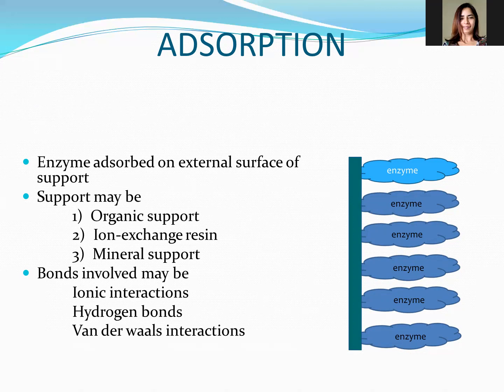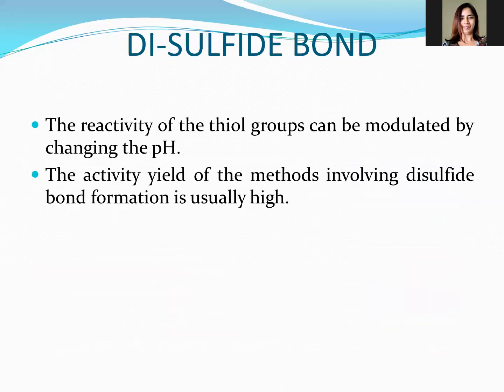In case of disulfide bonding, which is again a reversible method, the reactivity of the thiol group can be modulated by changing the pH. The activity yield of this method involving disulfide bonds is usually high.